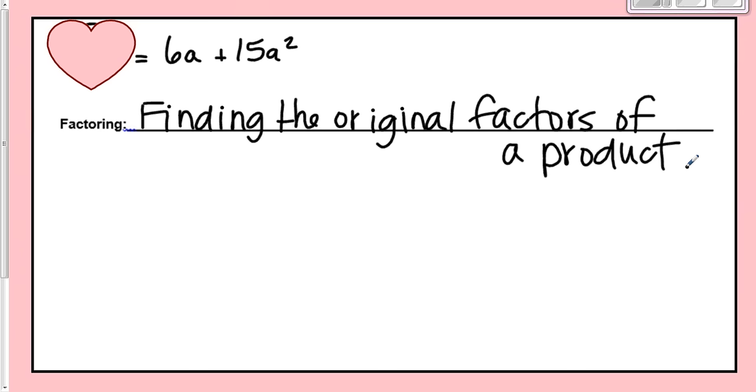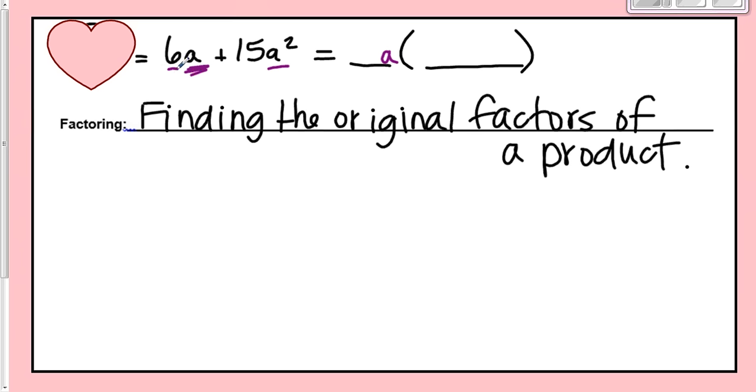So let's just kind of talk about that problem up there, 6a plus 15a squared. If I wanted to undo that and rewrite it as a multiplication problem, something times something, remember that that's what it looks like, right? I want to look at and see, well, what was maybe distributed into both of them? Well, they both have an a, right? I can see that there's an a here, and this one has an a squared. So I bet an a was multiplied in. Now let's think about it. Was an a squared multiplied in? Well, no, because this one doesn't have an a squared. So just one a is really all that was multiplied in.